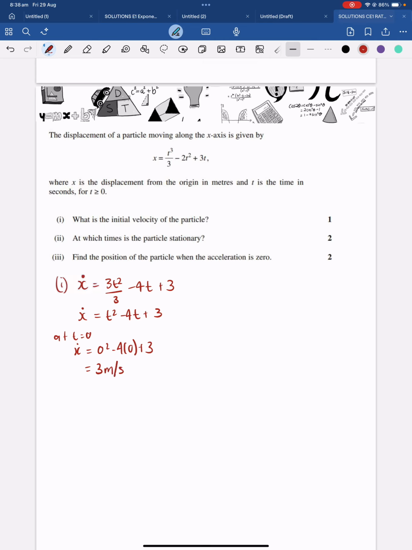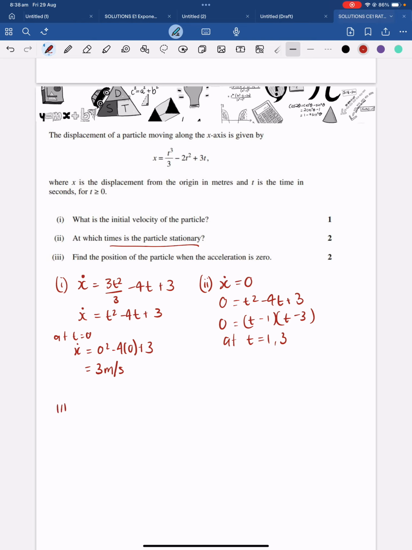Okay, at which time is the particle stationary? So stationary means at rest. So that's where x dot is equal to 0. Notice how I'm telling the marker I know that. So now I'm solving 0 equals t squared. It's a quadratic. Let's hope it factorizes nicely. I think it will. There we go.